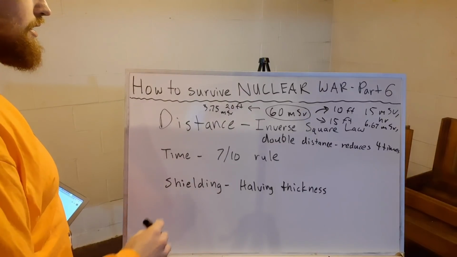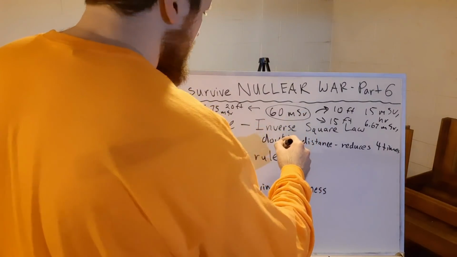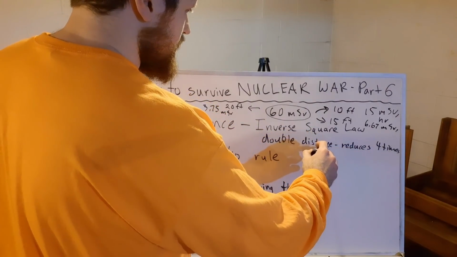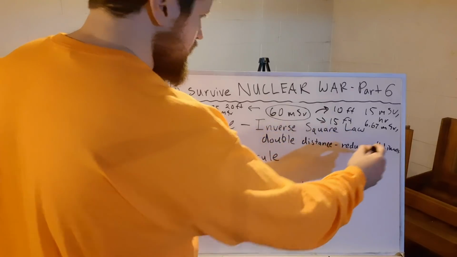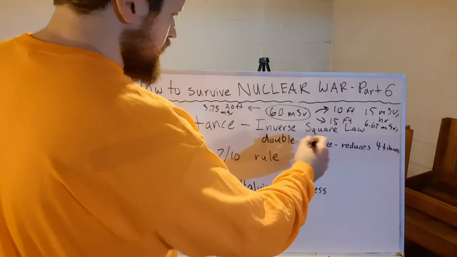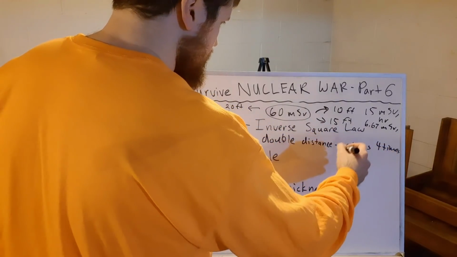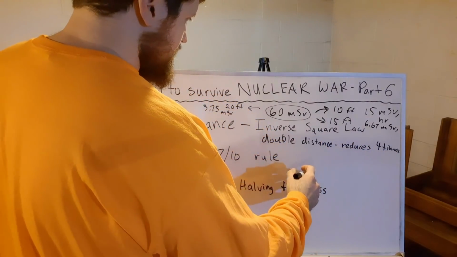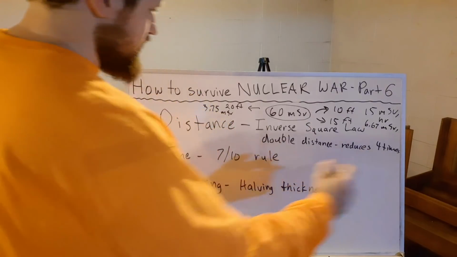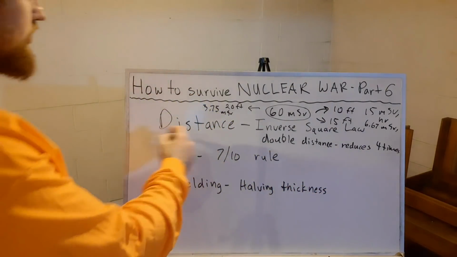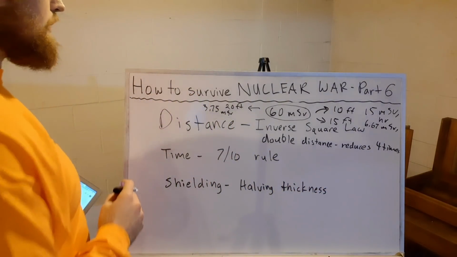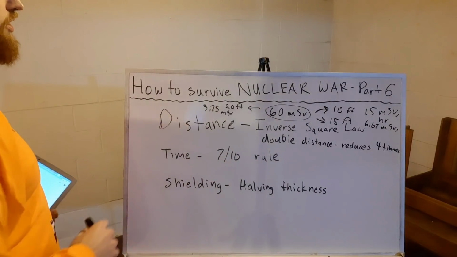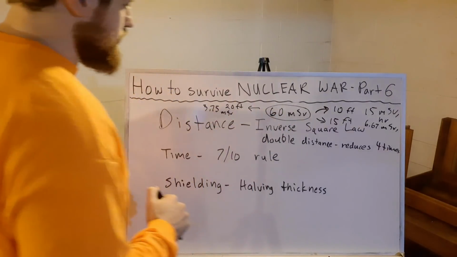So just remember that. What you're going to do is you're just going to square the distance to get the reduction. So if you double the distance, that's 2 squared equals 4. If you triple the distance, that's 3 squared equals 9 times less. And if you quadruple the distance, that's 4 squared, which is 16 times less. So this is really important to understand because obviously you want to put distance between you and the radiation, but this actually gives us some hard numbers that we can work with.